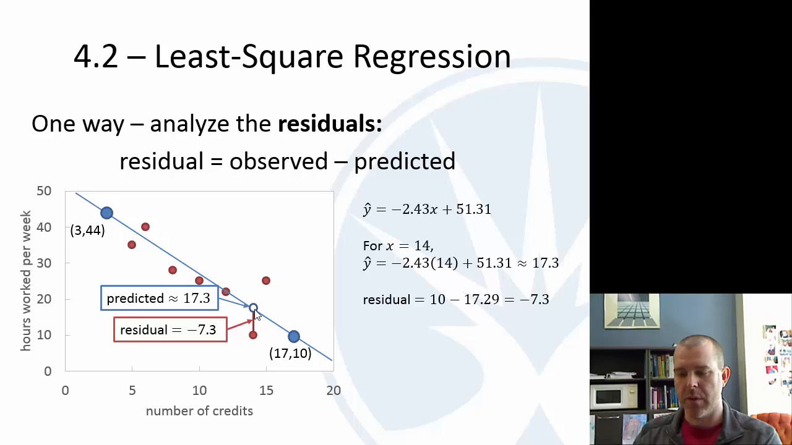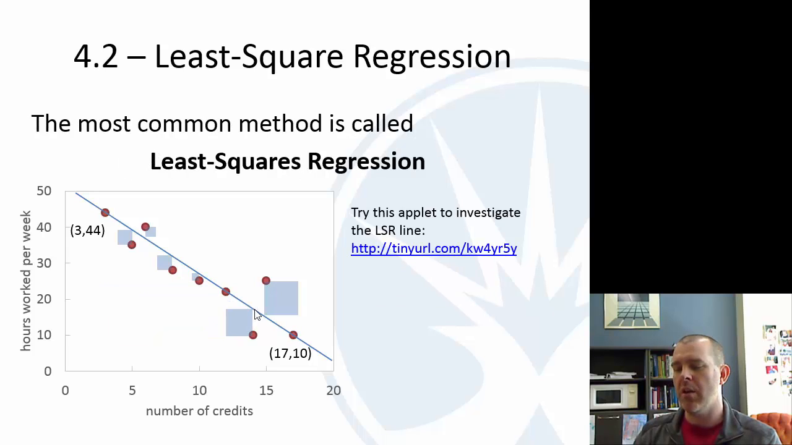The way that we could maybe find the best line is to try to minimize those residuals. And kind of like standard deviation, you can't just minimize the residuals because some are positive and some are negative. So what we do is we try to minimize the sum of the squares of all of those residuals. That's why it's called least squares regression.